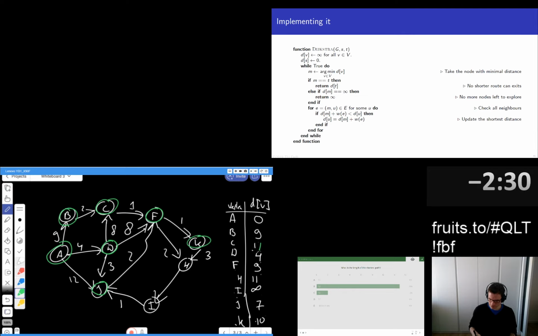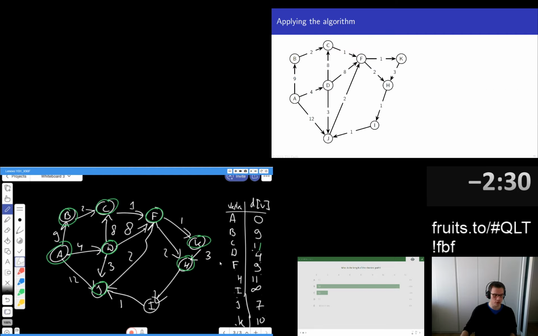Next smallest one is H. So we update the one to I. Oh, I forgot to copy the weight here. What was the weight? 1. So we update our distance to I to become 12. And finally, we take I out of the queue, and that means we are done. And our final answer is 12, as many of you also said.